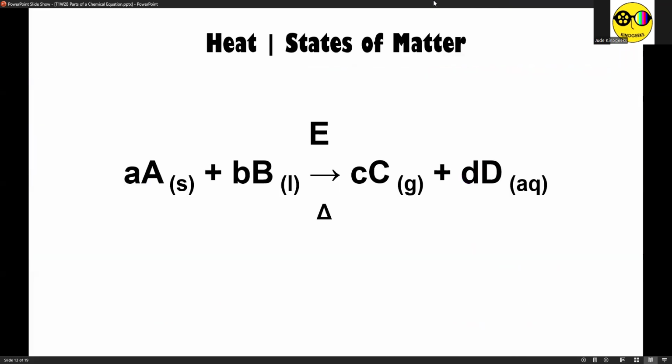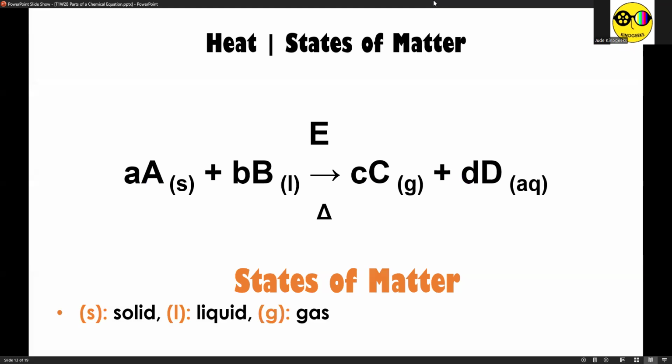The final set of letters refer to the states of matter. So this one is easy peasy. For S, we have solid, L for liquid, and G for gas. And the new and unfamiliar one is AQ, because AQ refers to aqueous solutions, or substances which are dissolved in water.